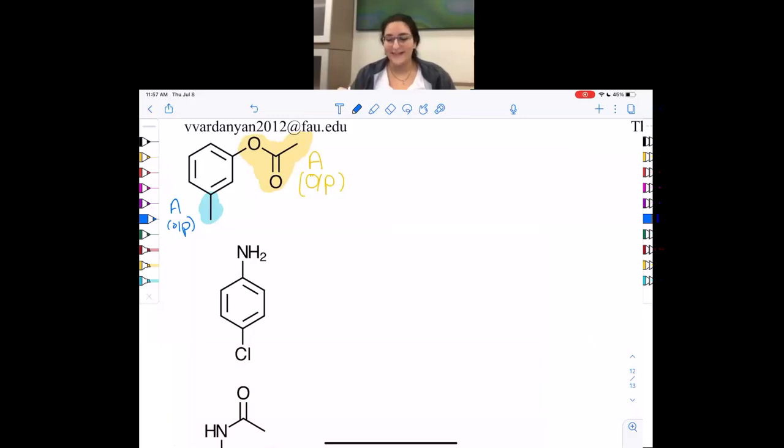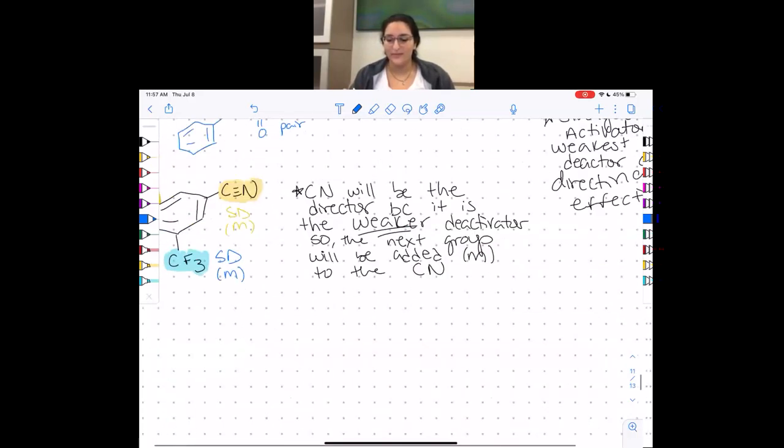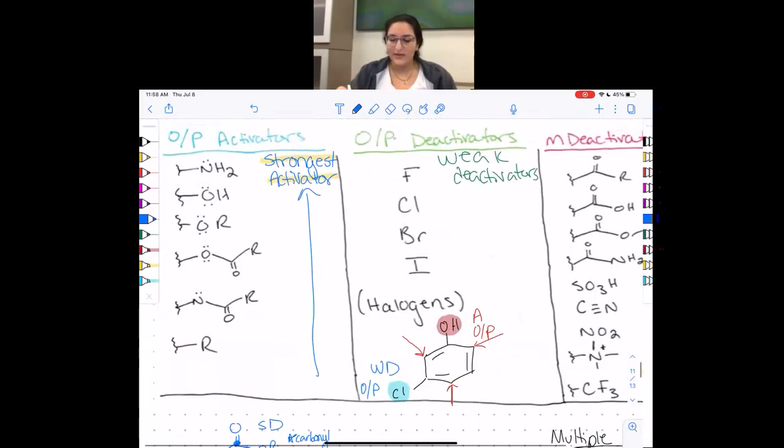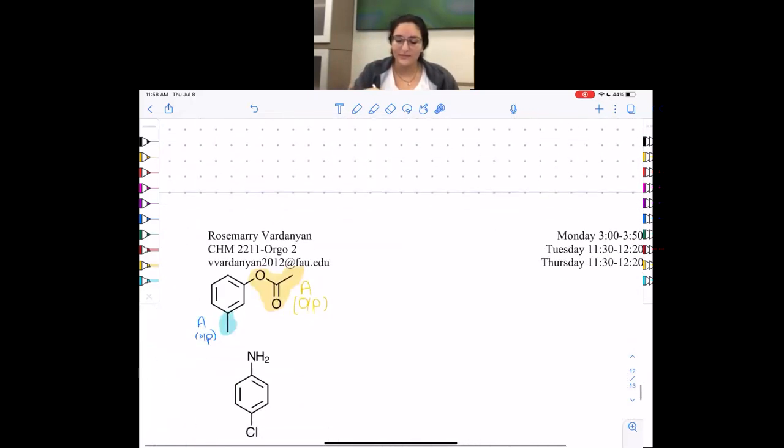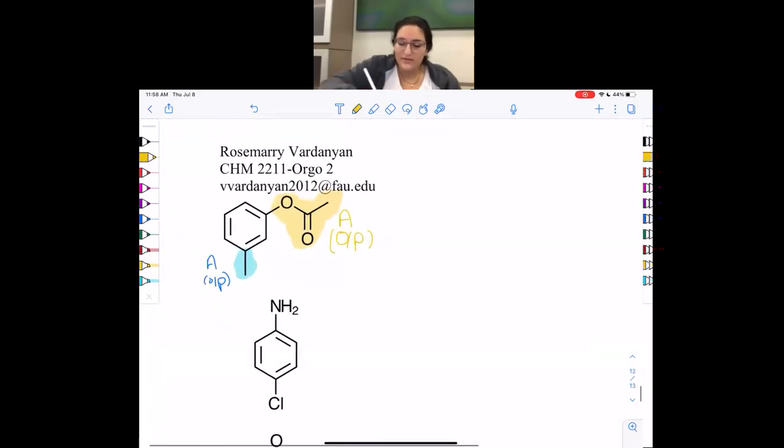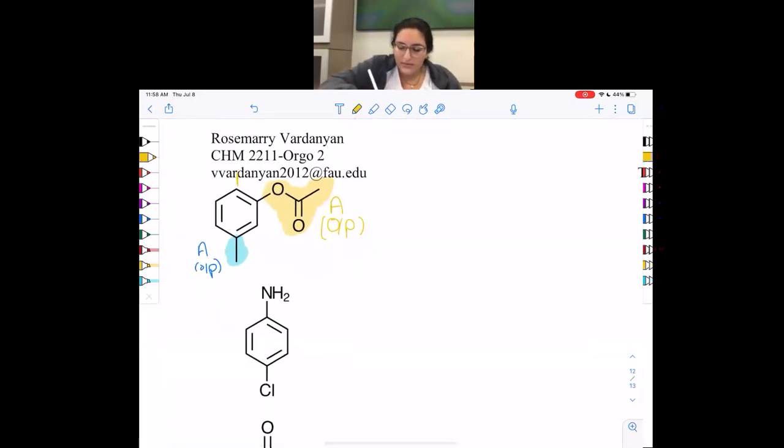Yellow, yes. So if we want to look at the table, I will pop that up for a second. The lone pairs are always going to be stronger than the R groups. So that's a nice tip you can keep in mind: lone pairs always stronger than R groups. So we scroll back down. We're going to substitute ortho and para to the yellow group.